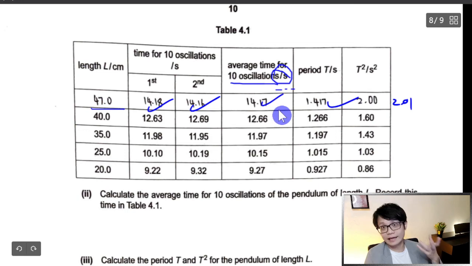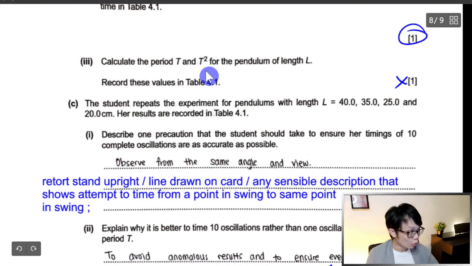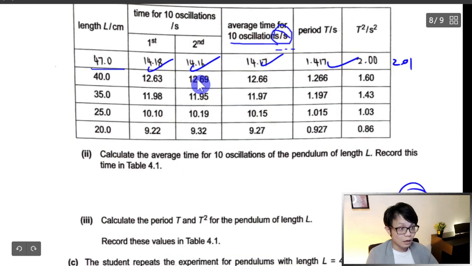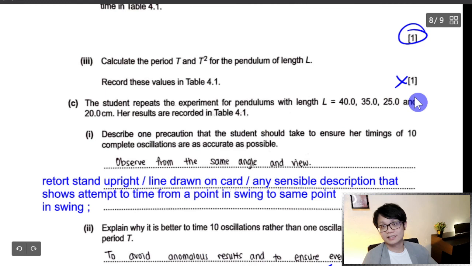Okay. Calculate period T and T2. So the answer for T and T2 is actually 1.417 and 2.101. Okay, so the answer will be 2.01, because the student wrote 2.00, so the student didn't get any mark for this because there is no half mark in IGCSE, either correct or wrong only.